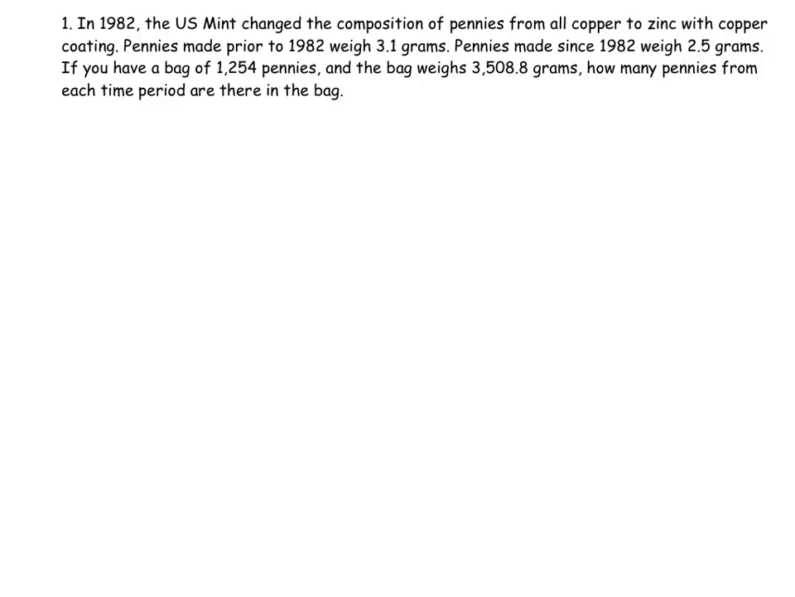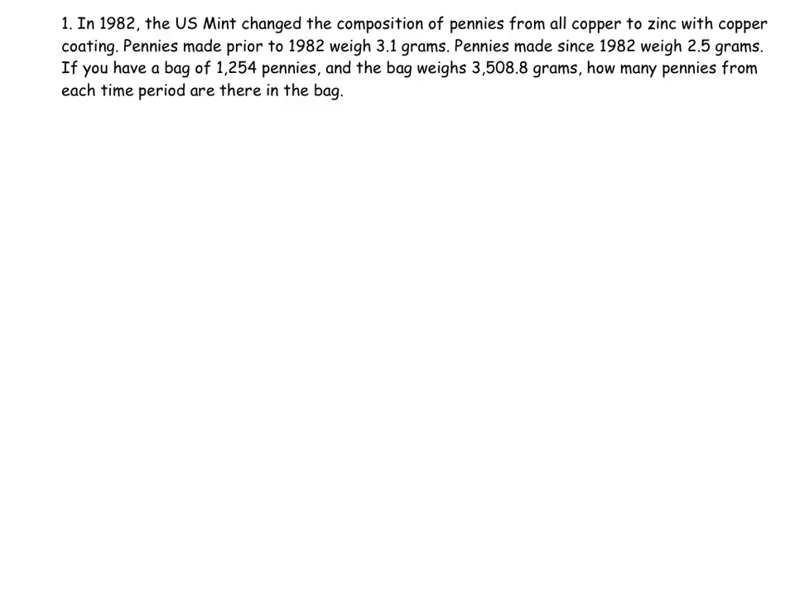In 1982, the U.S. Mint changed the composition of pennies from all copper to zinc with copper coating. Pennies made prior to 82 weighed 3.1 grams. Pennies made since 82 weigh 2.5 grams. If you have a bag of 1,254 pennies and the bag weighs 3,508.8 grams, how many pennies from each time period are there in the bag?